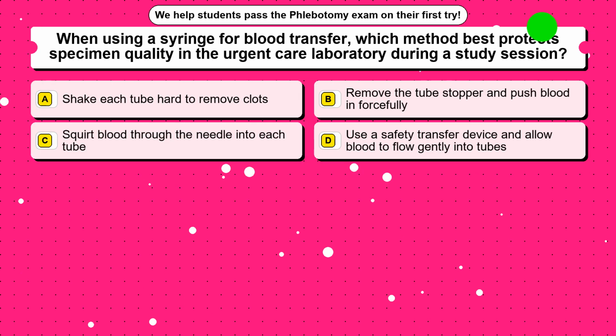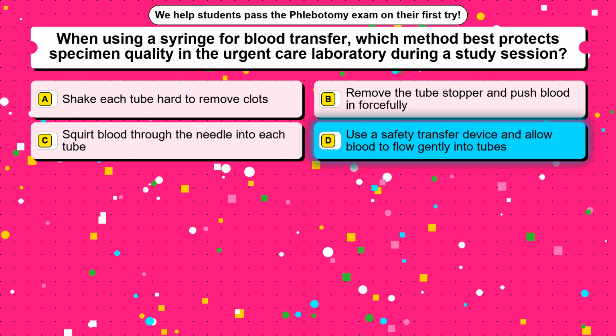Question 63. When using a syringe for blood transfer, which method best protects specimen quality in the urgent care laboratory during a study session? Option A. Shake each tube hard to remove clots. Option B. Remove the tube stopper and push blood in forcefully. Option C. Squirt blood through the needle into each tube. Option D. Use a safety transfer device and allow blood to flow gently into tubes.